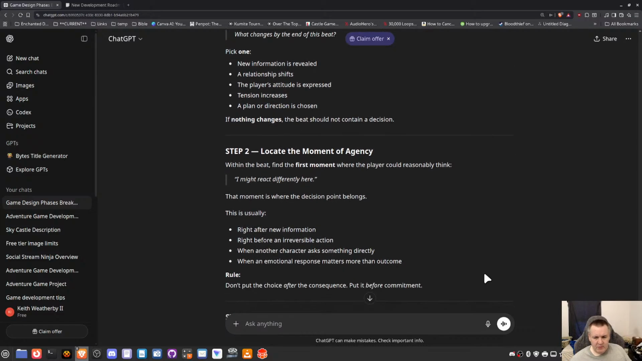Step two: locate the moment of agency. In the beat, find the first moment where the player could reasonably think, I might react differently here. That moment is where the decision point belongs. This is usually right after new information, right before an irreversible action, when another character asks something directly, or when an emotional response matters more than outcome. Rule: don't put choice after the consequence, put it before commitment.